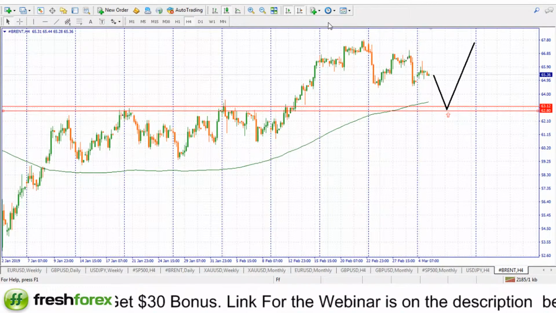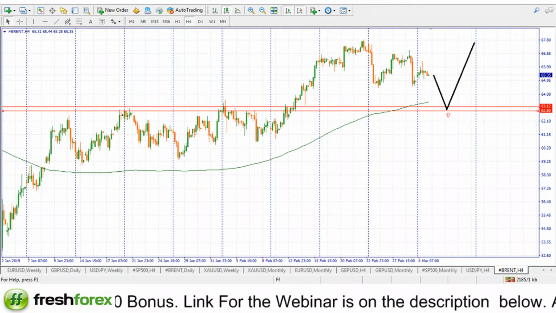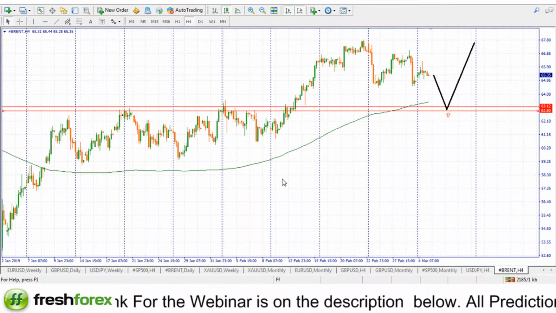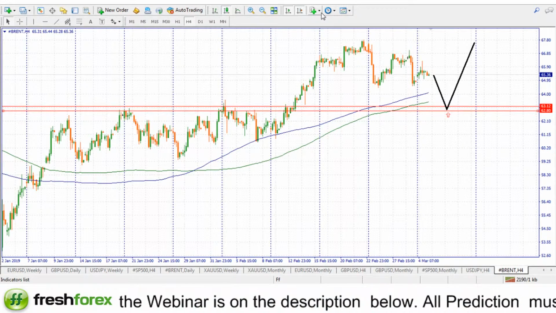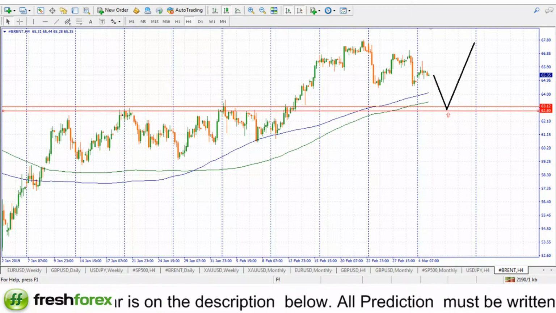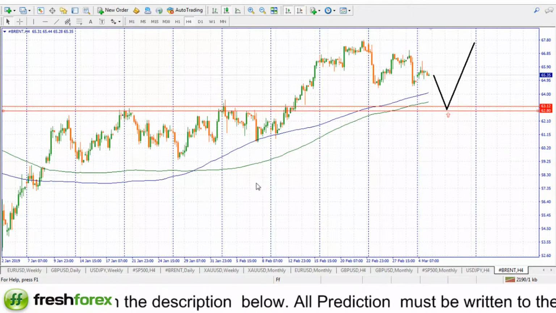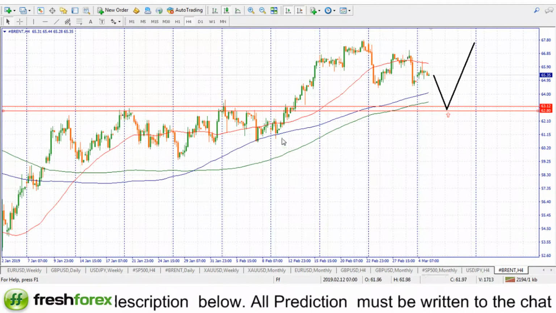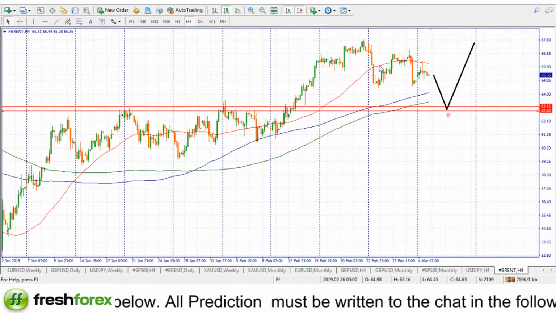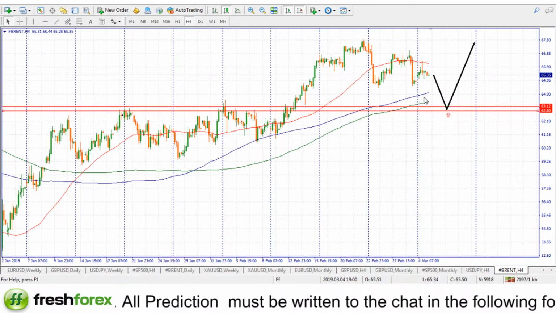I'm also going to add 152, like that, a different appearance, black. I'm also going to add the next one, that should be 52. That's going to be red. So as you can see, the price is just below the first moving average, but is still above the last two.